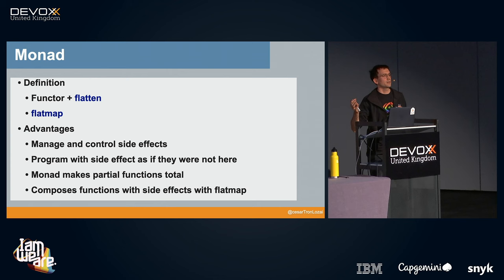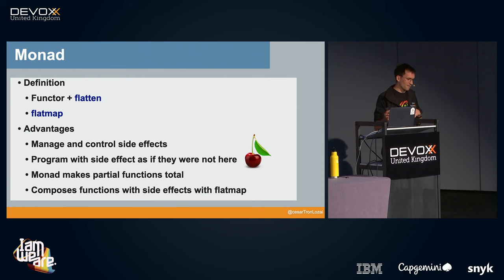And what are the advantages? Well, you can manage and control side effects. And the last one is important. It means that you can program with side effects as if they were not here. And this is what I call the cherry on top of the cake. Because we want to have the side effects managed, but we want to pretend that they're not here. And that's what monad gives you, because you can chain your calls that have side effects as if they were not here. And so by using monads, we can make our partial function total, and compose functions with side effects with flat map.